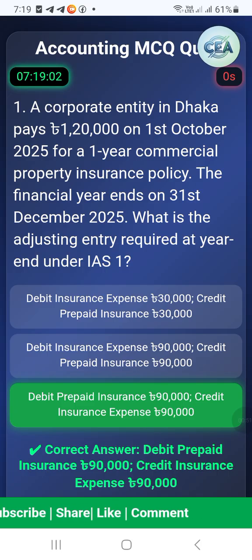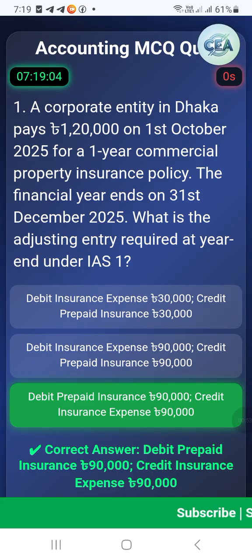Correct answer is debit prepaid insurance 90,000 takas, credit insurance expense 90,000 takas.